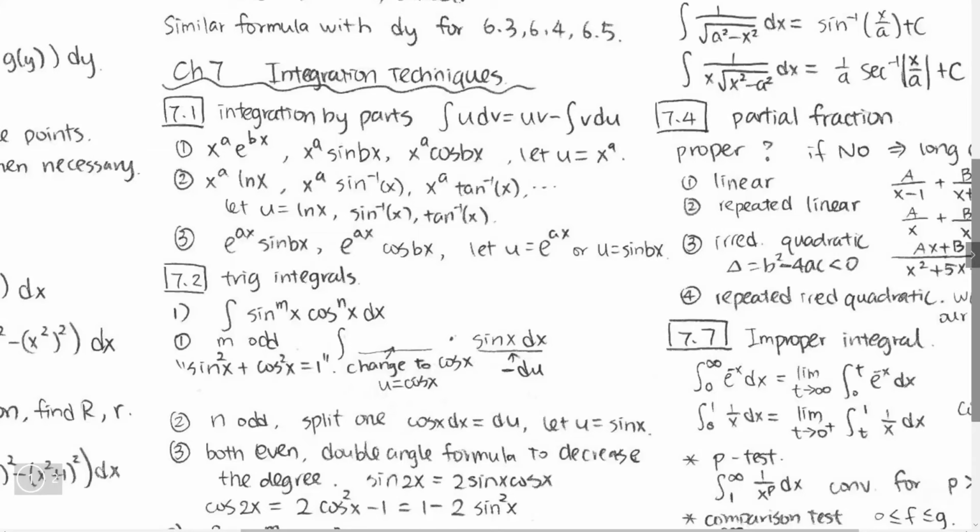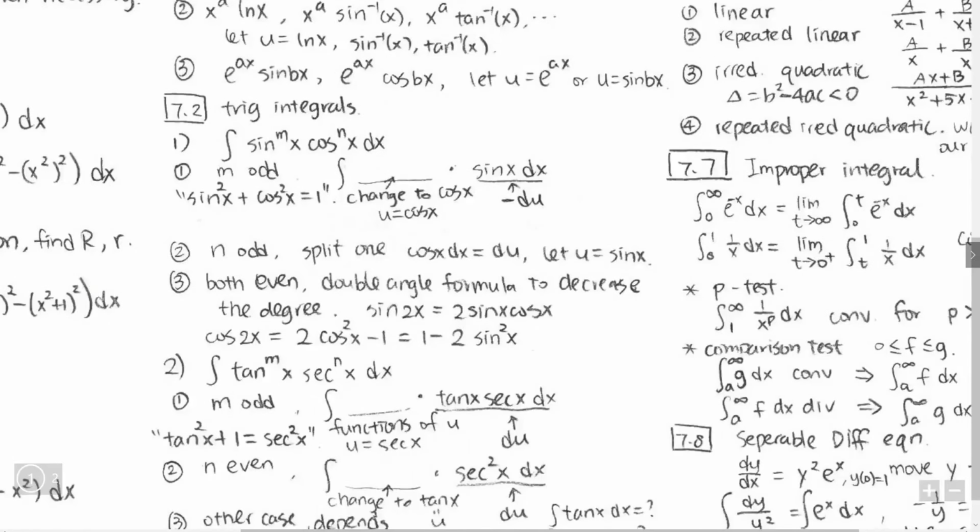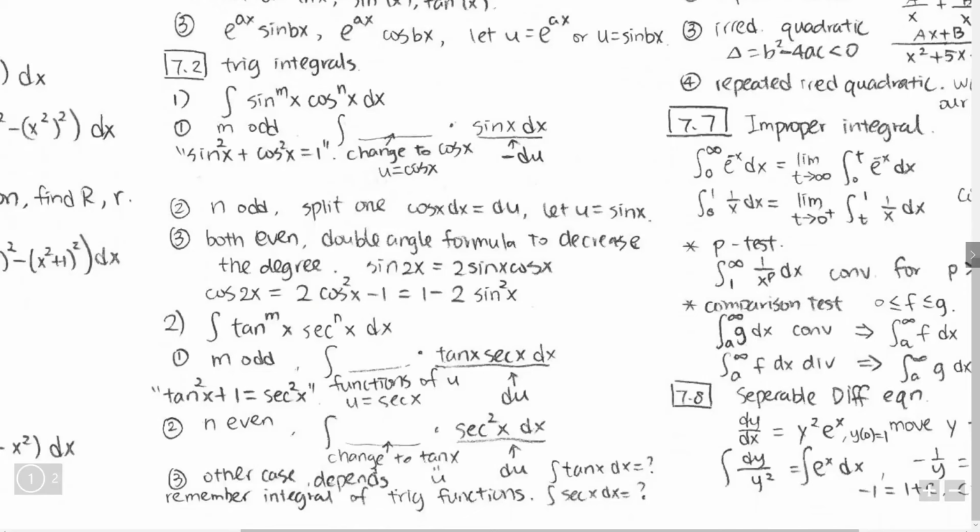How about 7.2, the trig integrals? We learned three types of trig integrals. The first type is the powers of sine and cosine. So we have three cases. First case, when the power of sine is odd. So what do you do? Do you remember? We split one of the factors at the end, and then the remaining factors of sine x is going to be an even power.